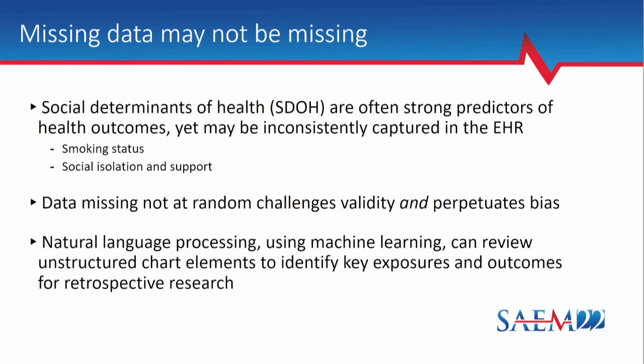So I will argue that this is actually an equity issue as well, so that data may be missing for certain populations. Those that have better PCP access or more engagement with the health care system may have some of these fields available to them. And the fact that data may not be missing at random actually can perpetuate bias and challenge validity for your study.